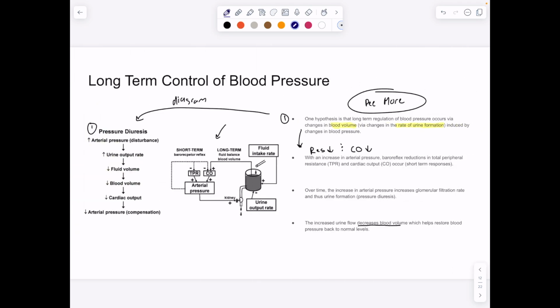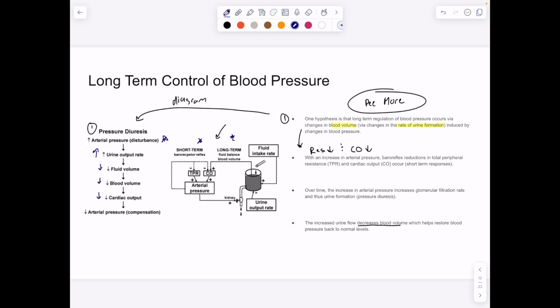All right, so then long-term control of blood pressure. Basically, the core premise is if you have long-term increased arterial blood pressure, the short-term response is the baroreflex, but the long-term response is really just to increase your urine output, so that if you pee more, the fluid volume is going to decrease, aka blood volume is decreased.